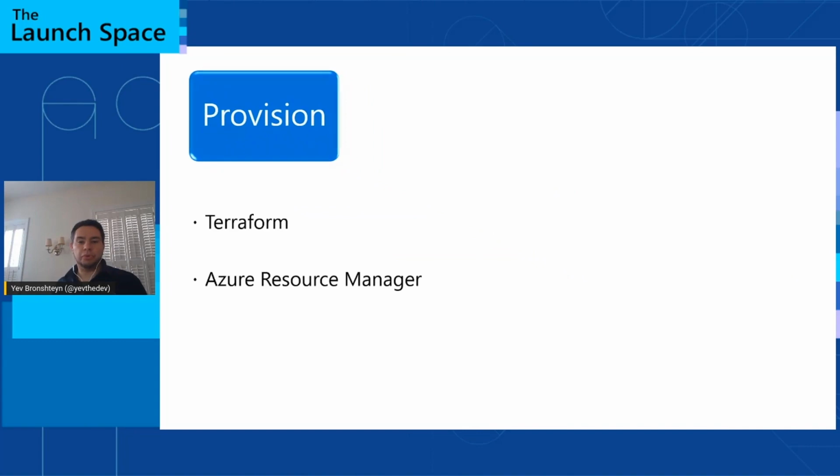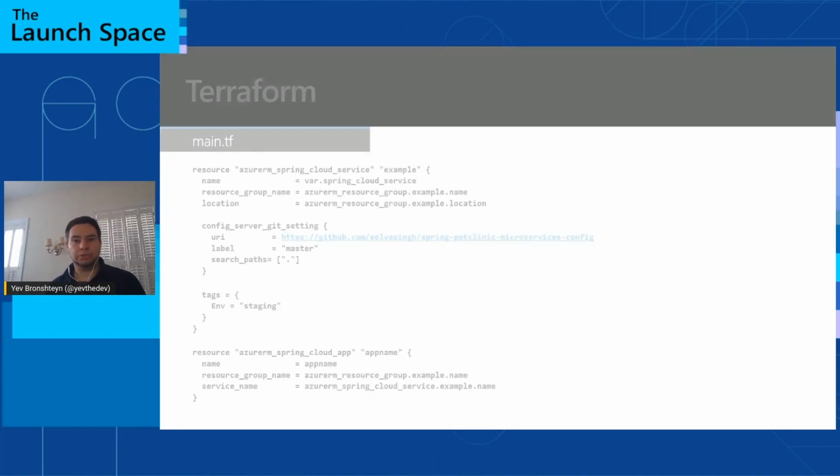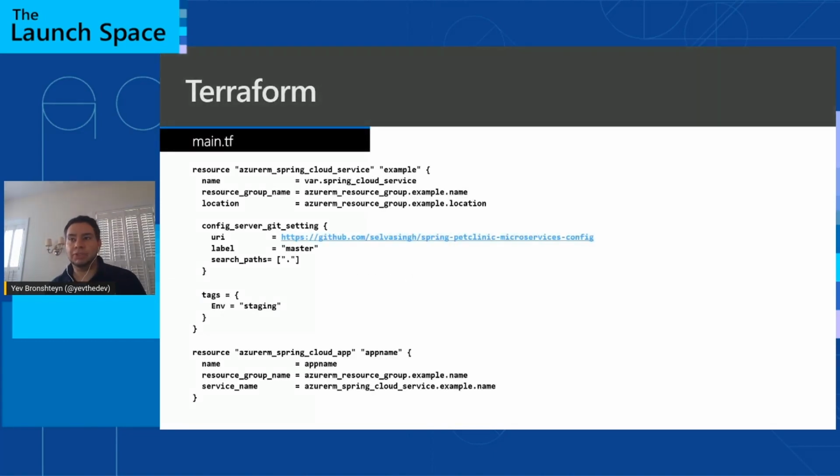So let's start with provisioning your application environment. There are two common approaches we see customers use. One is Terraform, and the other is Azure Resource Manager templates, or ARM templates. So let's talk about Terraform first. The advantage of Terraform is that it has broad industry support, and you can reuse your Terraform skills across different products and across different clouds. I have a sample Terraform script here to provision an Azure Spring Cloud instance and an app in Azure Spring Cloud.